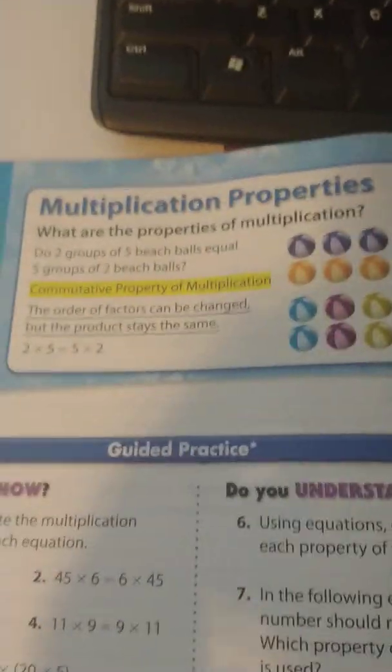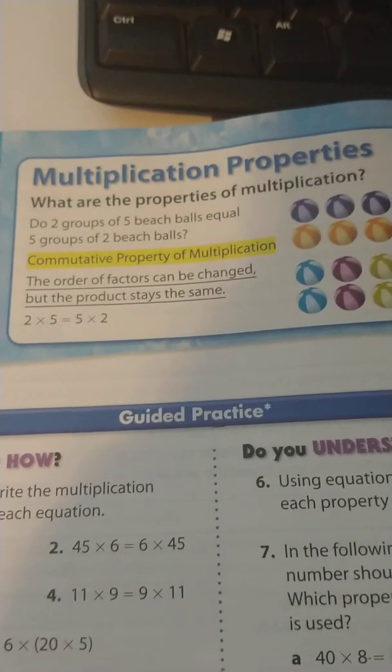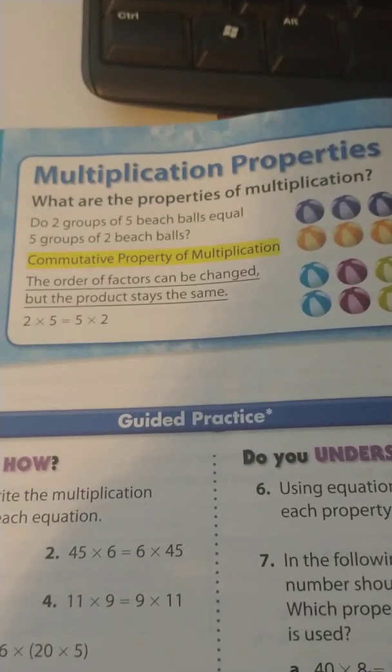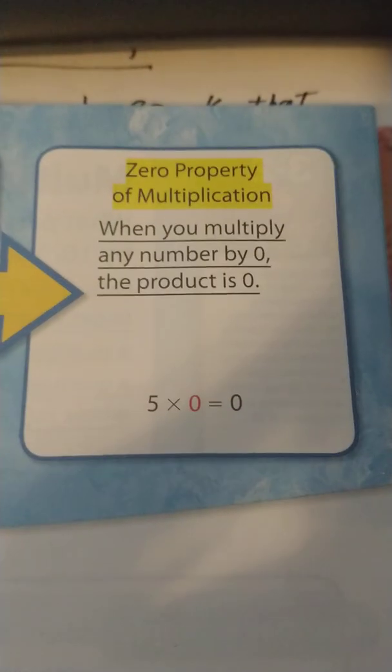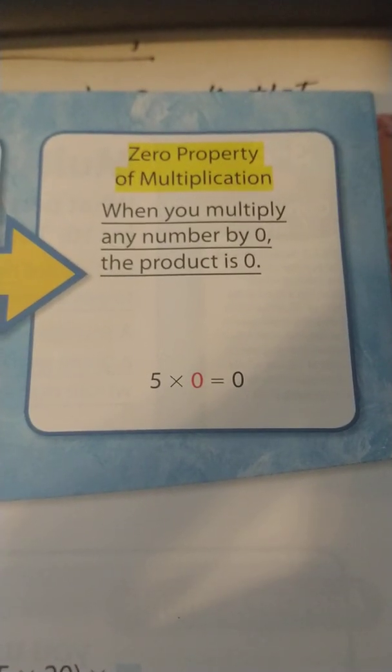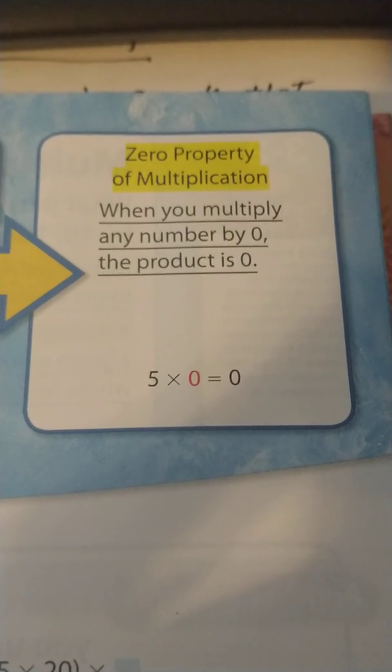We are jumping back to 3-1, your multiplication properties. Kids always say, what the heck's a property? It's just a rule. It happens every time, so they like to point it out to you as a property. An easy example would be the zero property of multiplication, which tells us whenever you multiply any number by zero, your answer, the product, is zero.